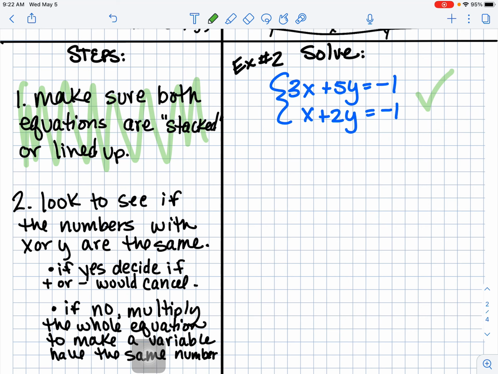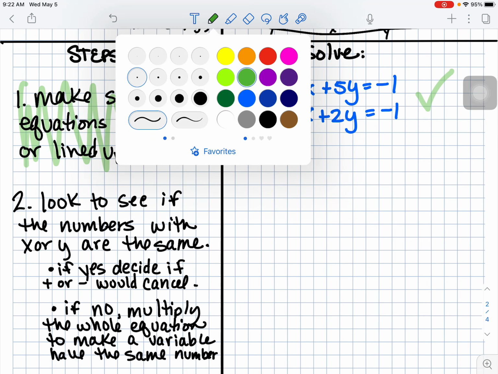So I could, if I tried to multiply 2, I'd have to multiply it by 2.5 to make it equal 5, and that seems kind of messy with decimals and fractions. But I could multiply 1x times 3, and that would equal 3. So that's what I'm going to do. I'm going to multiply the bottom equation by 3 to make those the same.